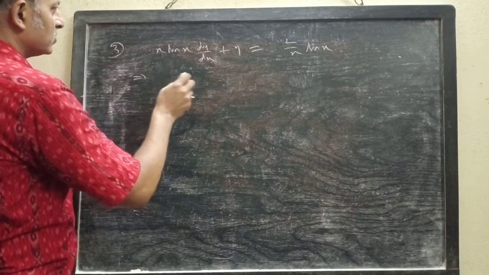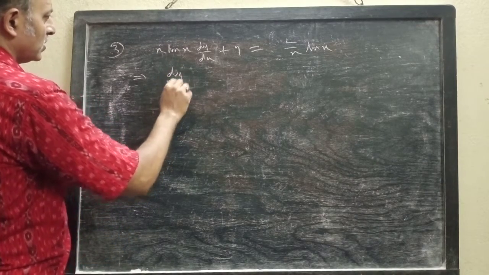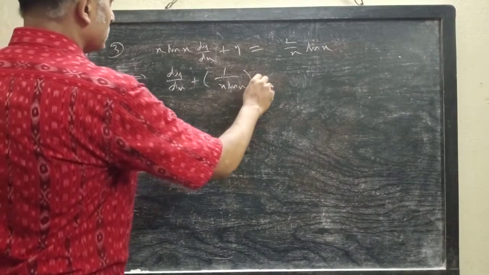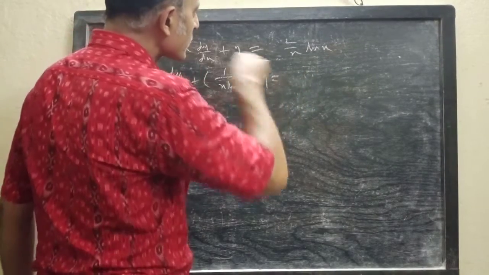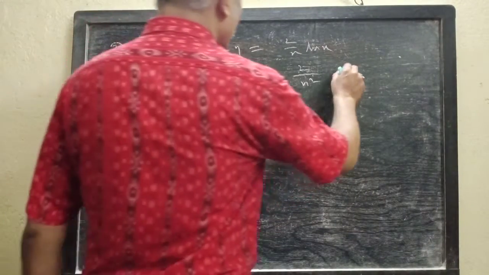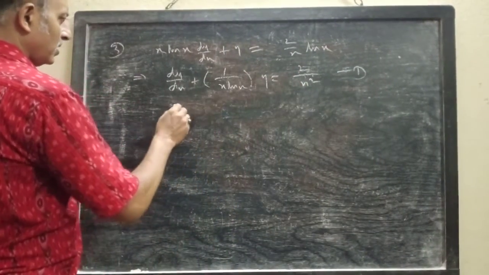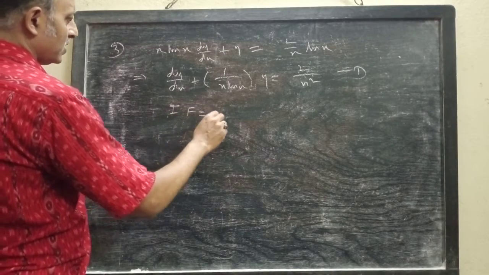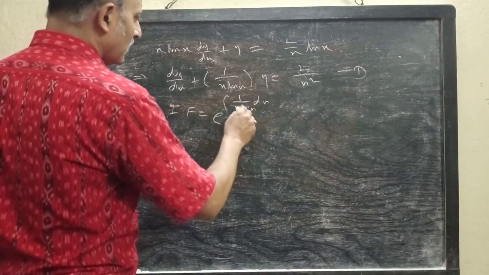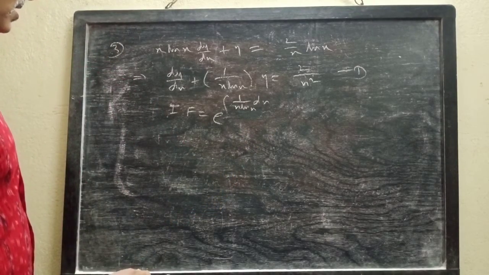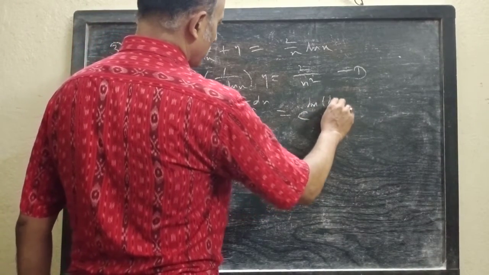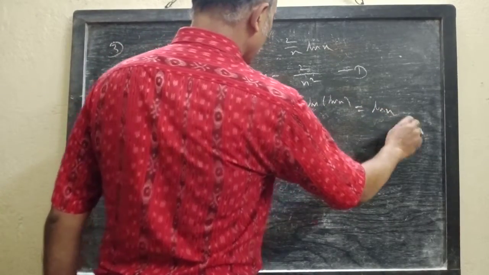So divide both sides by x ln x. You have dy/dx plus 1 by x ln x into y equals 2 by x square. This is our standard equation. So this is P. Now our integrating factor is e to the power integration 1 by x ln x dx. Look, 1 by x dx is d of ln x. D of ln x by ln x, so ln of ln x. E to the power ln of ln x, so ultimately you get ln x.